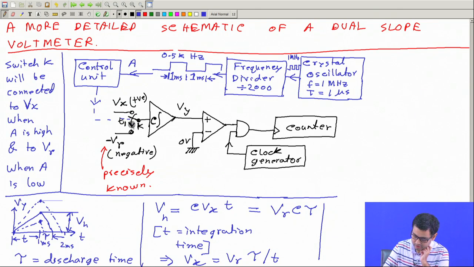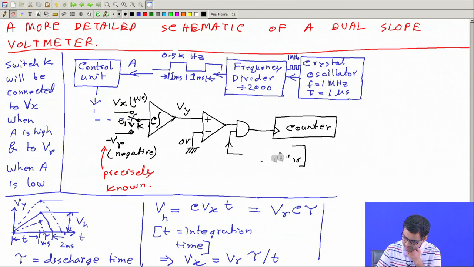Okay, so now the next thing is how do we measure this tau? We will basically measure this tau by measuring the number of cycles of this signal. Okay, so what we can do, let me erase this.